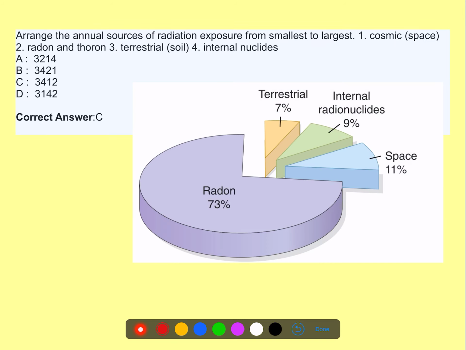Arrange the annual sources of radiation exposure from smallest to largest. For cosmic space, it is 11%. For radon or thoron, it is 73%. For terrestrial soil, it is 7%. For internal nucleoids, it is 9%. So the option to be chosen is C, that is 3, 4, 1 and 2. So C.